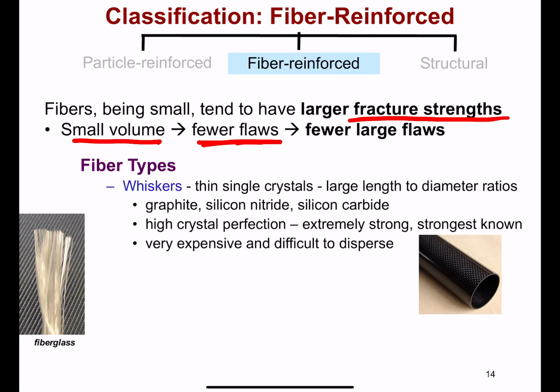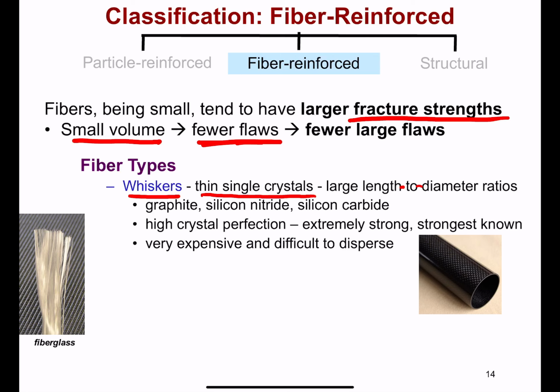Okay, so clearly you can see there's a logic to trying to make as small a fiber as possible by minimizing flaws, by just minimizing volume, as well as getting the cross-sectional area small so that fracture strengths are strengthened or increased. And so whiskers, for example, are a material that does this well. So these are often thin single crystals of material. They're very large in length relative to their diameter. So that is to say they have a large length to diameter ratio.